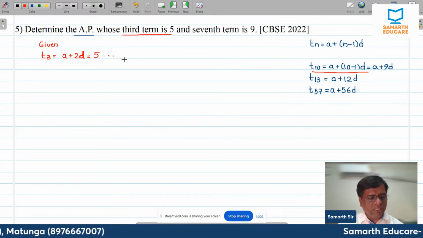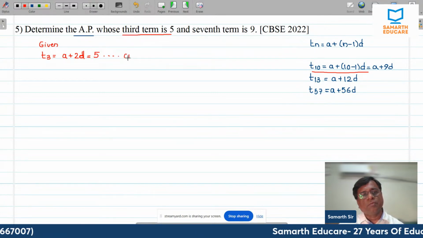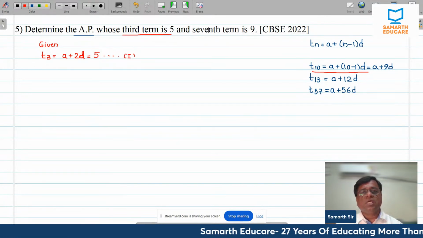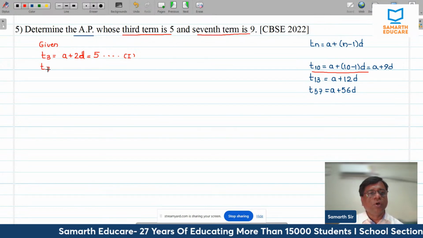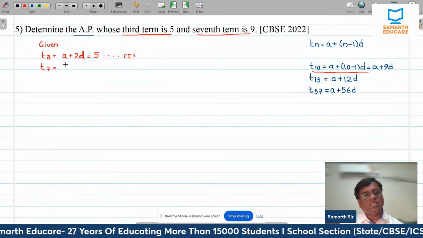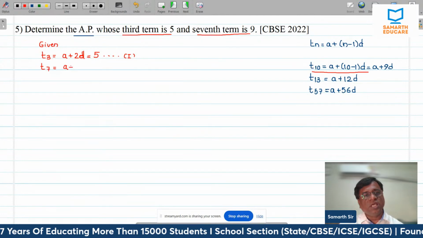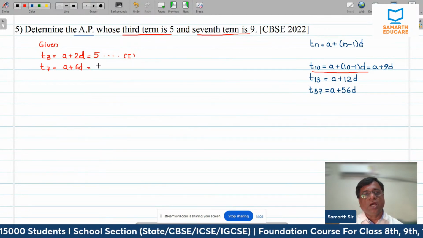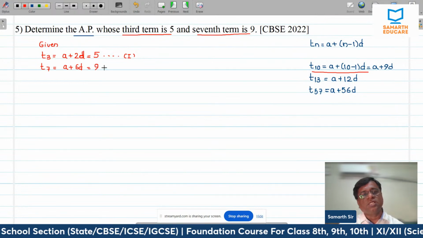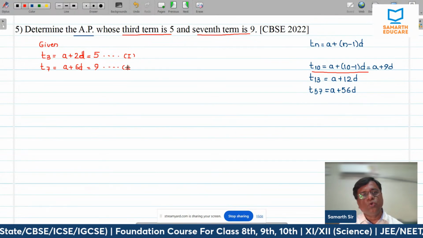Now for me this has become my equation number 1. Okay, now he says the seventh term is 9. That means, according to me, the seventh term should be a plus 7 minus 1, which is 6d. But according to their calculation it is equal to 9. This is equation number 2.